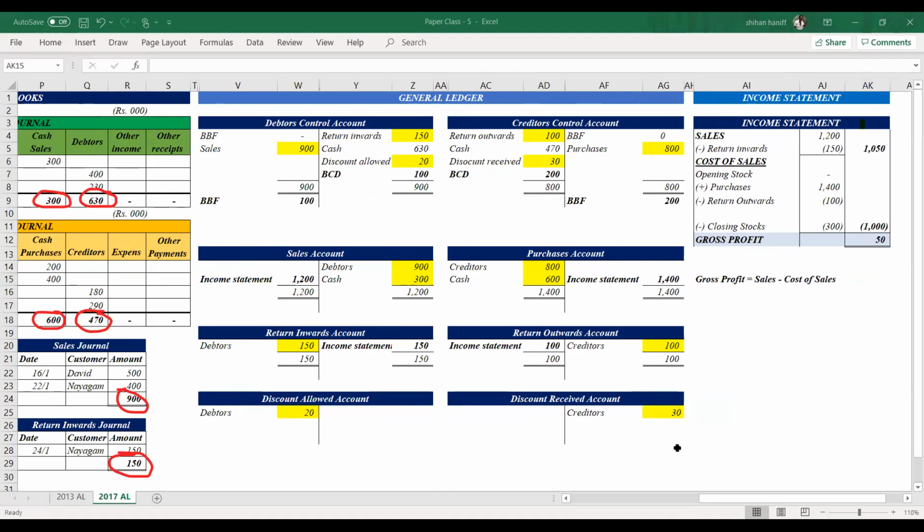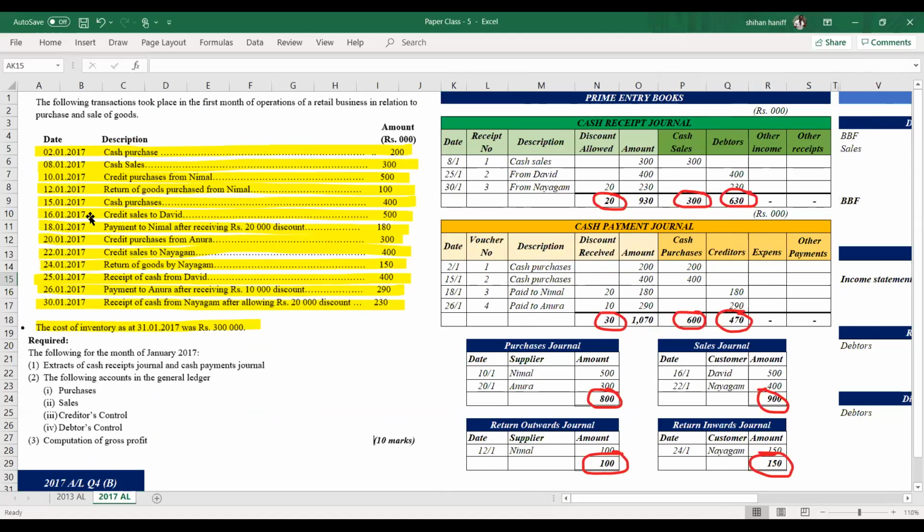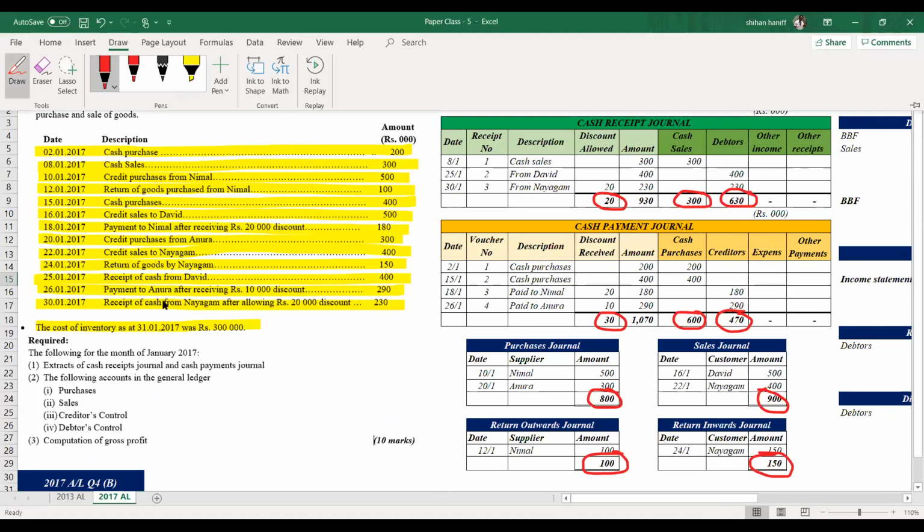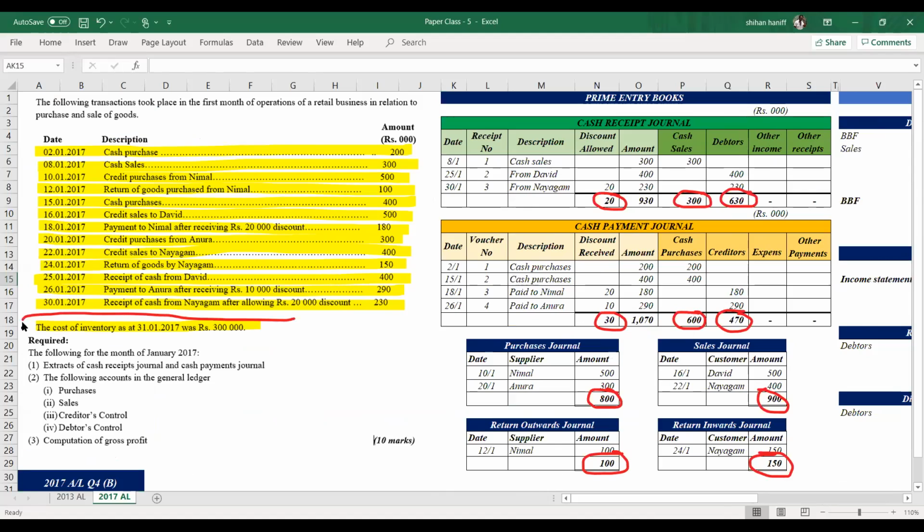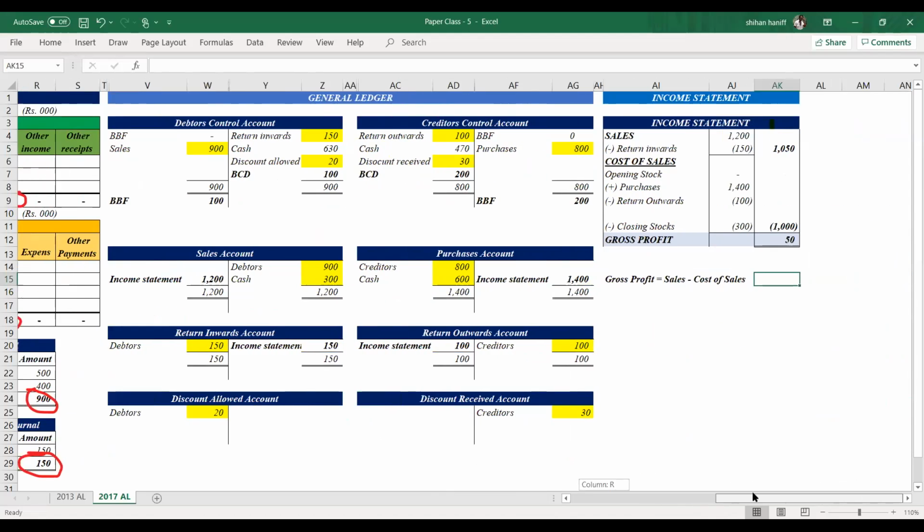Closing stock was given in the question. Yeah, it was given. The cost of inventory as at 31st January is 300,000. So this closing stock only I have taken, 300,000.